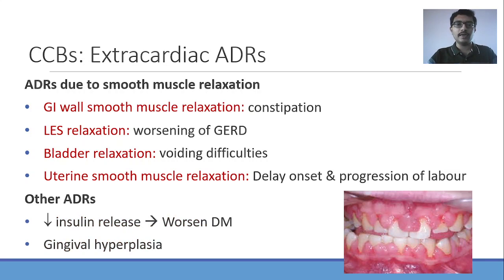And there are certain other ADRs. It can theoretically lead to decrease in insulin release. It can worsen the diabetes, and dihydropyridines are one of the common causes for gingival hyperplasia. Now we have finished the ADRs. Only one heading is remaining, and that is the uses.